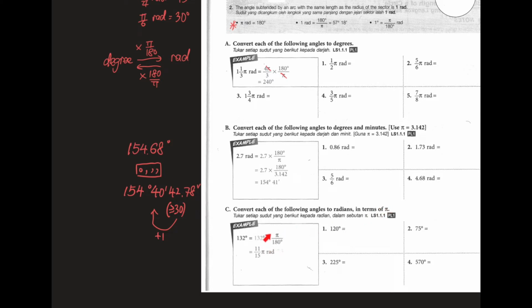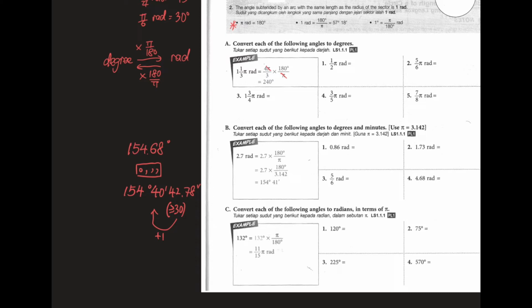So they say in terms of pi, right? So you don't change this to 3.142. You have to remain the pi over here. So what to do is you just take 132 divided by 180 using the calculator. Then you will get 11 over 15 and the pi you remain there. So that is how the formula works. This formula is enough for us to change from degree to radian and radian to degree.